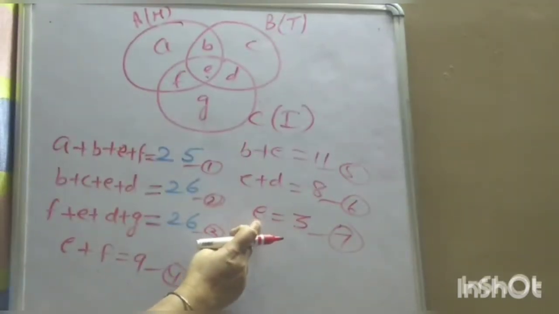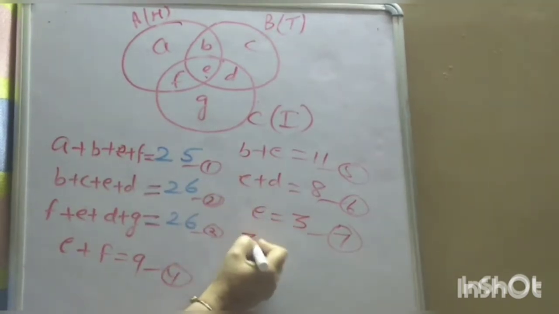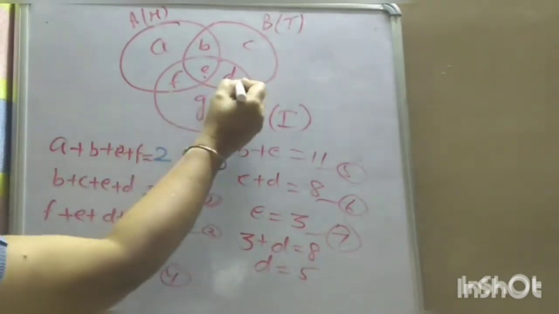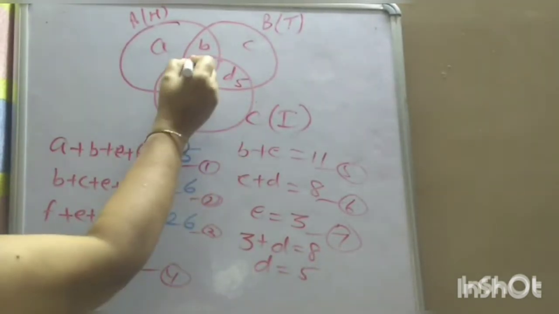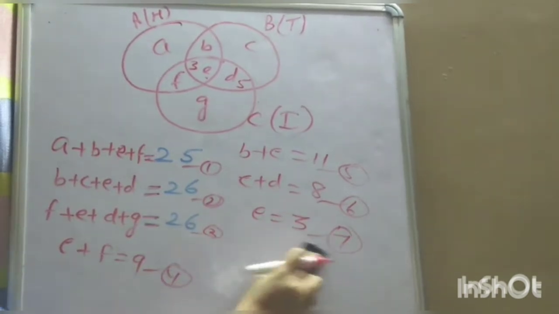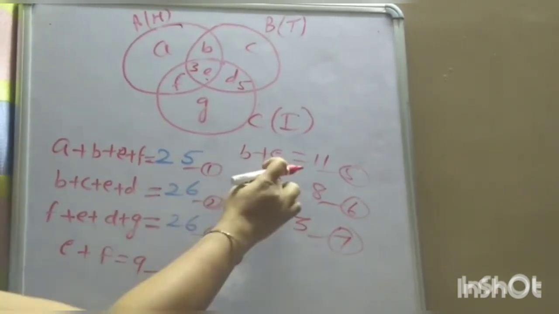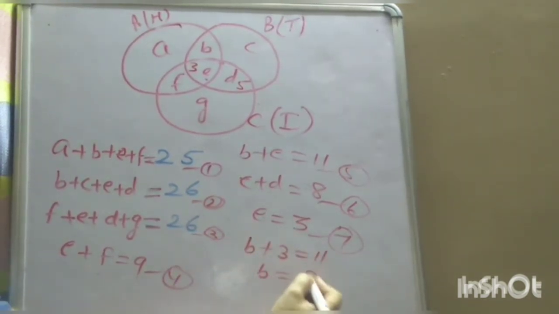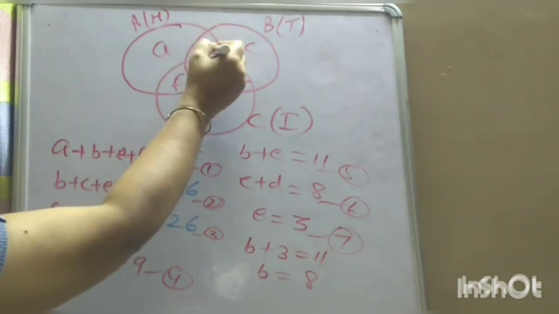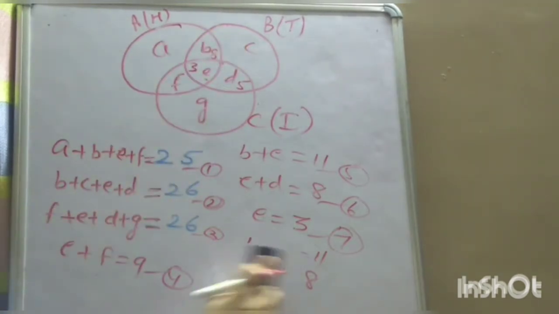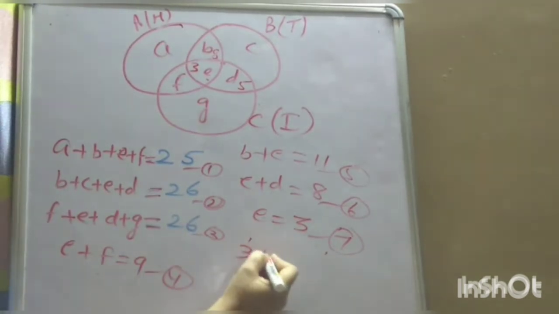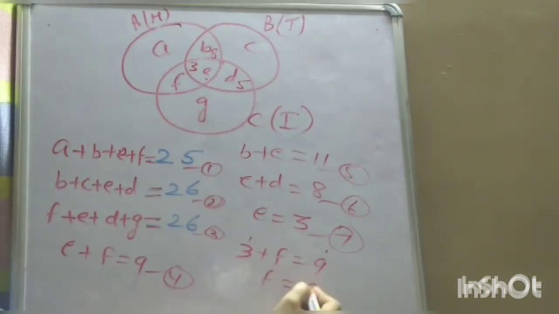Now put the value of E in equation 6. 3 plus D is equal to 8. D is equal to 5. So D is 5, E is 3. Now put the value of E in equation 5. B plus 3 is equal to 11. B is equal to 8. So B is 8. E plus F is equal to 9. Therefore 3 plus F is equal to 9. F is equal to 9 minus 3, that is 6.